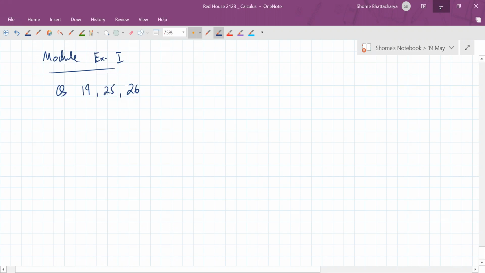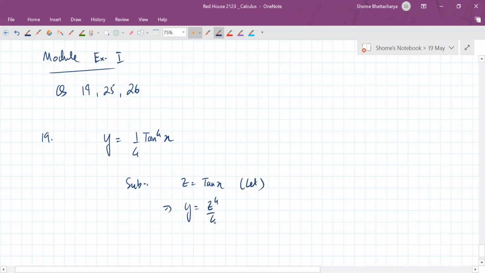Okay, so 19th question will be an example of chain rule again. So we have to find dy by dx for y being 1 by 4 tan to the power 4x. So we'll directly use the composite function method over here. We'll first substitute, so y becomes very simple. It is z to the power 4 by 4.